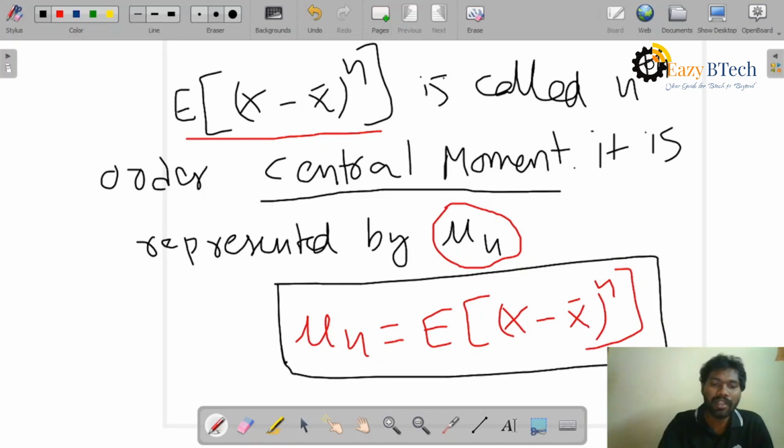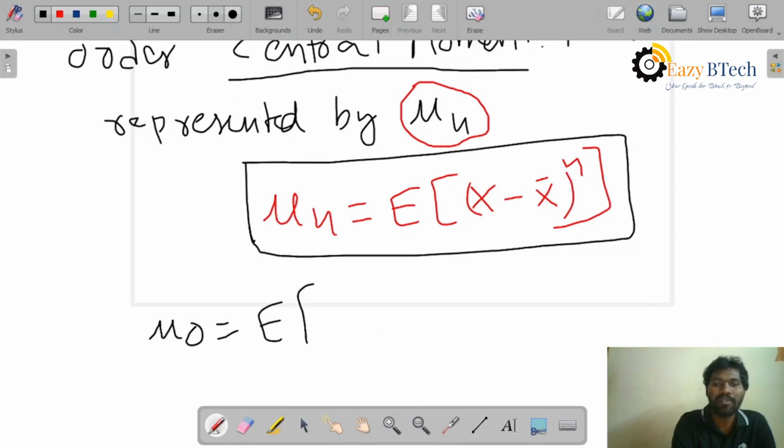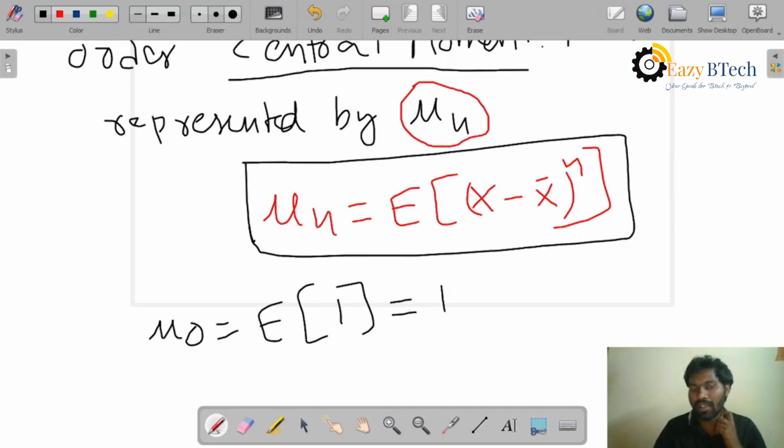Similarly, just substitute n equal to 0, 1, 2, 3 and so on. If you put n equal to 0, the 0th central moment is equal to expectation of x minus x bar whole power 0, which becomes 1. So the 0th central moment is always equal to 1.